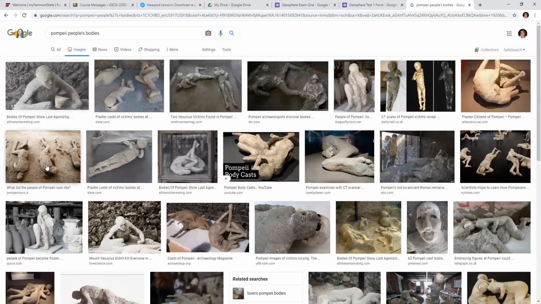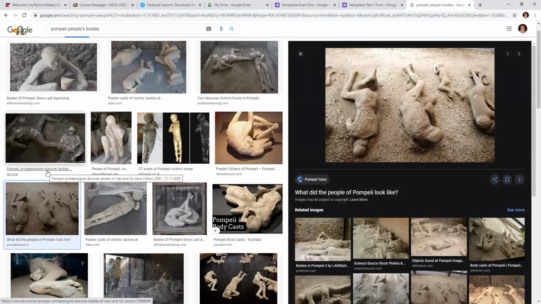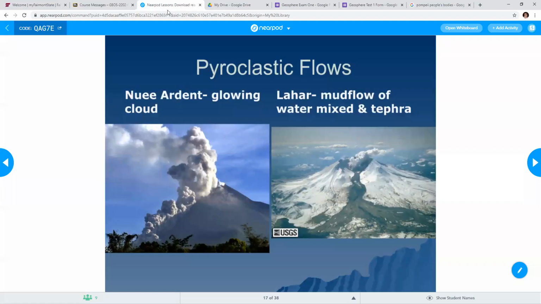Like what happened. This is what happened in that village of Pompeii. This is what happens when a nuée ardente hits a town. This one was pretty bad. It vaporized the people, and the ash clung to where their bodies would have been and turned them to stone. And now there's a whole museum of the victims of Pompeii. There's also a little story called The Dog of Pompeii, which is sad. Let me go back to Nearpod. But that's what a pyroclastic flow does.